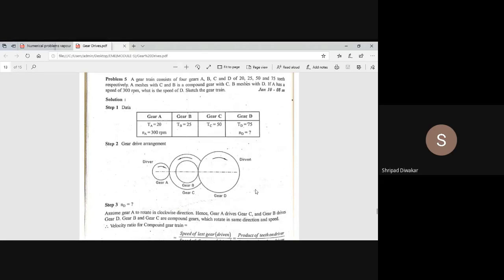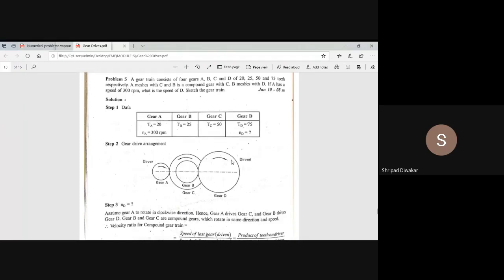First, I'll explain the problem. A gear train consisting of 4 gears: gear A, gear B, gear C, and gear D, having 20, 25, 50, and 75 teeth respectively. That is, TA is 20, TB is 25, TC is 50, and TD is 75. These are the numbers of teeth on the compound gear train.